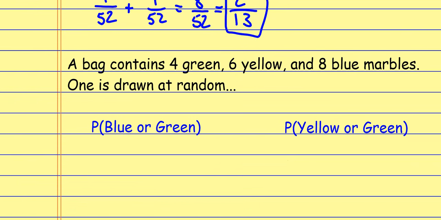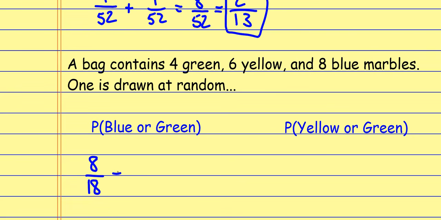Here, a bag contains 4 green, 6 yellow, and 8 blue marbles. One is drawn at random. What's the probability of a blue or a green? Again, these are mutually exclusive because I clearly have blue marbles, it states that, and I have green marbles, it states that. But I don't have any marbles that are a mix between the two, like a swirl pattern between blue and green. There's no overlap. It could be one thing, it could be the other thing, but it can't be both. So for blue marbles, there are 8 of those out of a total of, looks like, 18.